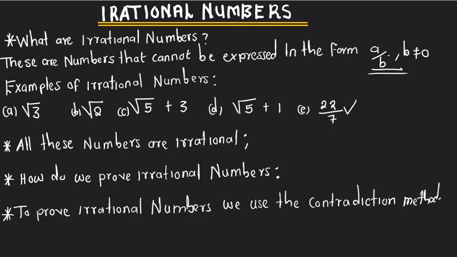How do we prove irrational numbers? To prove irrational numbers, we use what we call the proof by contradiction method. And that makes it very simple. Proof by contradiction method. How does it work?